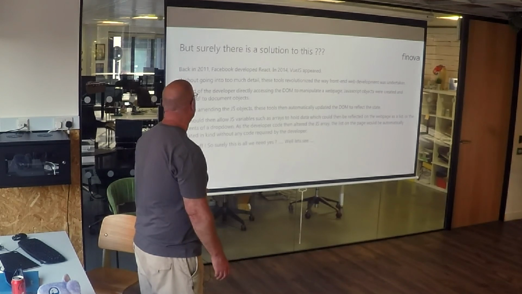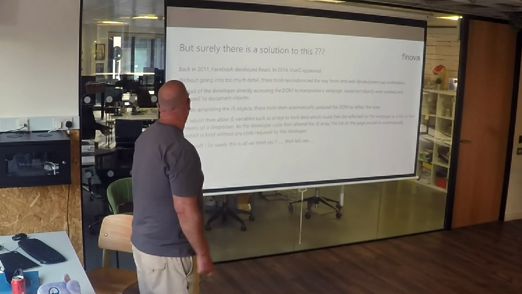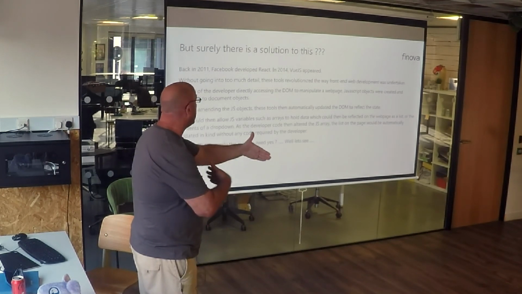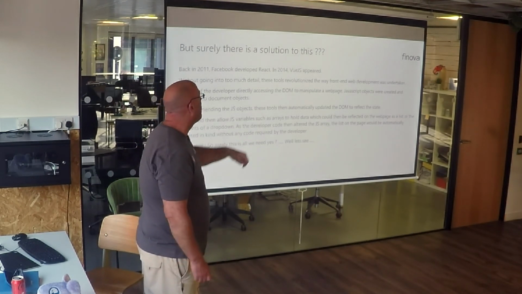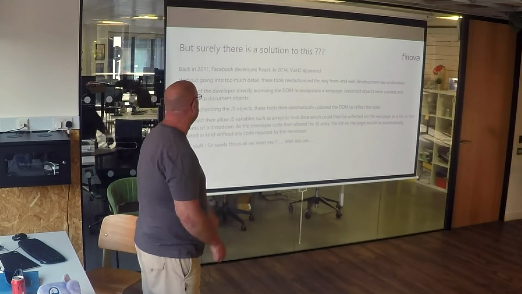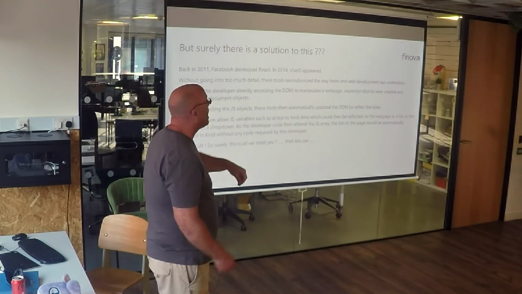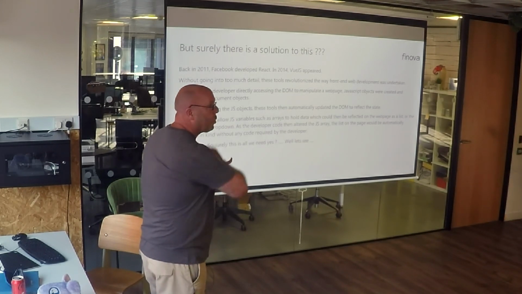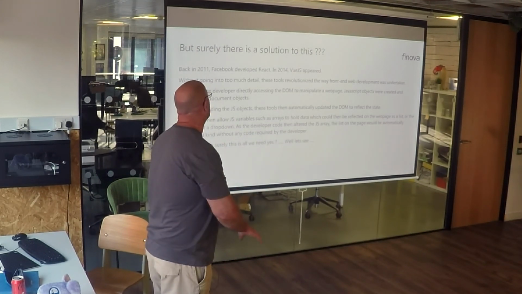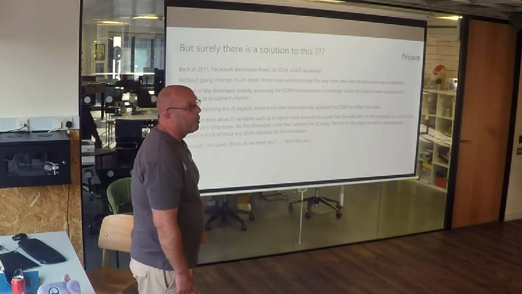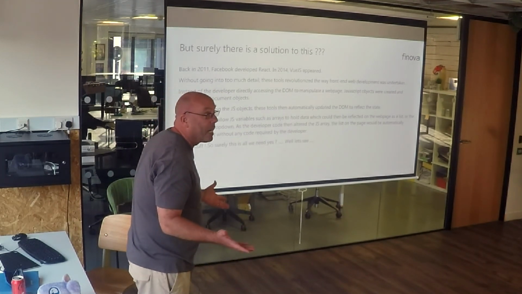So when you amend these JavaScript objects, be an array or whatever, the tools automatically updated the DOM to reflect the state. So that means you could do things quite easily, like have a JavaScript variable, like an array, which holds data, which it could then be reflected on the web page as a list, or some sections, or contents of a drop-down. But as the developer code then alters the JavaScript array, not touching anything to do with the document object model, these tools will then automatically update the front-end screen for you, and you don't have to do any of that.